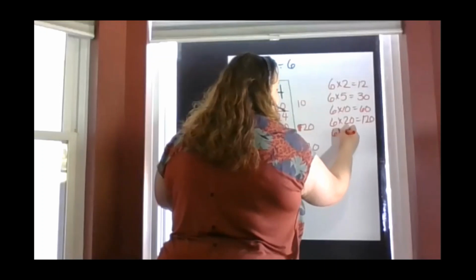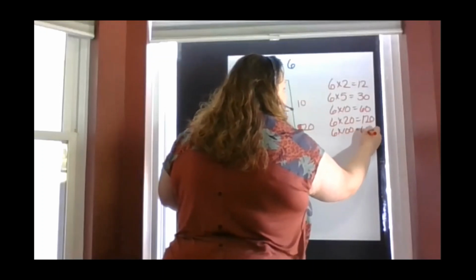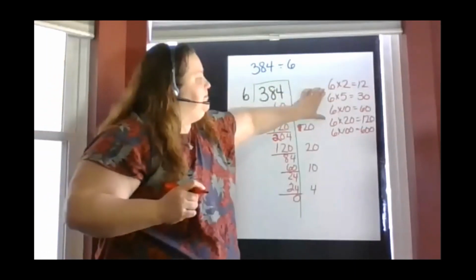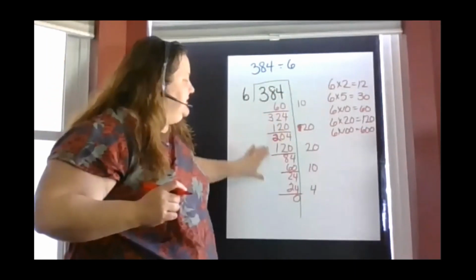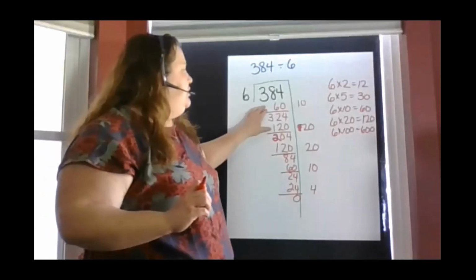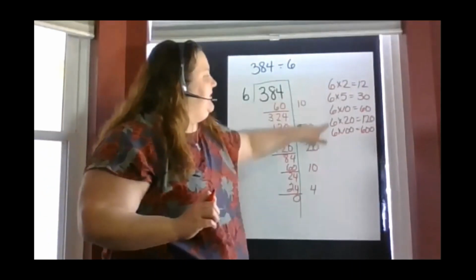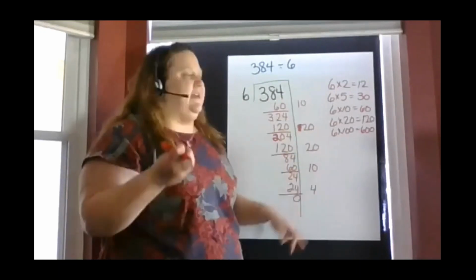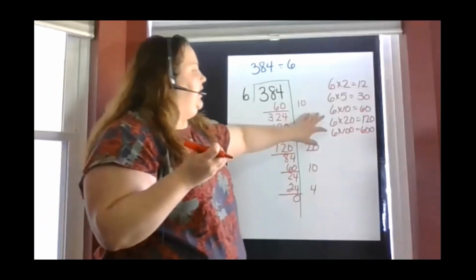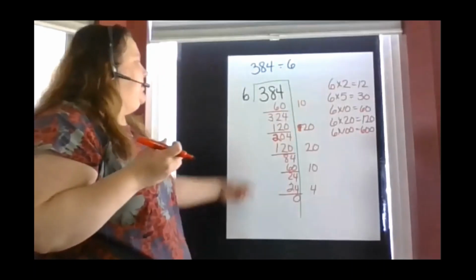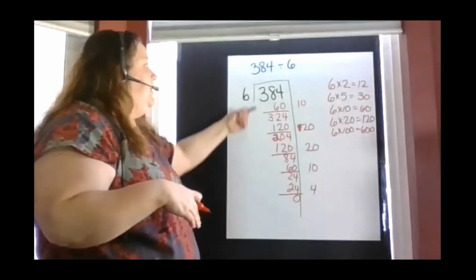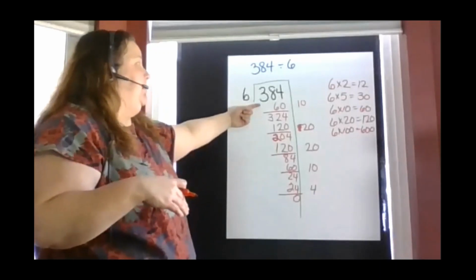They might do 6 times 100, depending on how big the number is. And then these are some of those base facts that they can use to help them chunk out parts. So if they can't do this without having something like this, you could start here and have them write the facts that they know that could help them chunk out bigger pieces. Because we don't want a kid doing repetitive subtraction to figure out this type of problem.